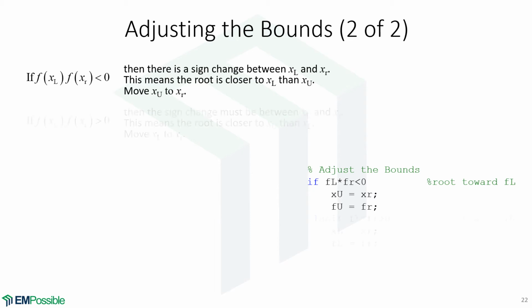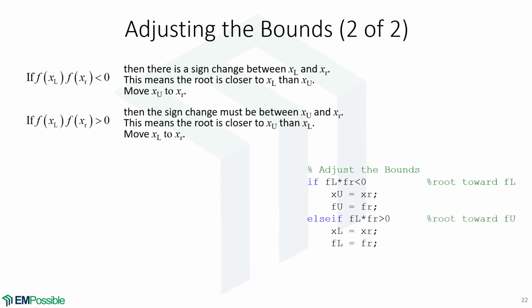Okay, next case. We're going to multiply the function at the lower bound and the function at the guess at our root. If that is greater than 0, that has to mean that these have the same sign. They're either both positive or both negative. In either case, the root is not between the lower bound and the guess at the root. The actual root has to be somewhere between the guess at our root and the upper bound. So in this case, we will move the lower bound up to where the guess at the root is.